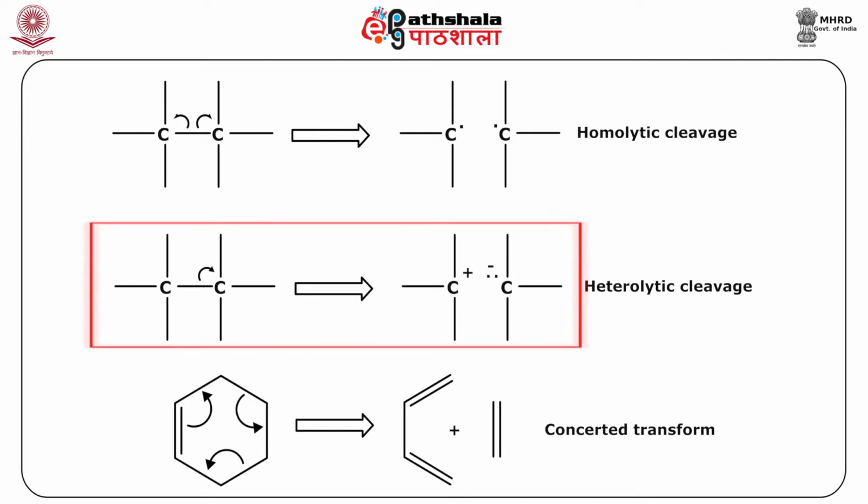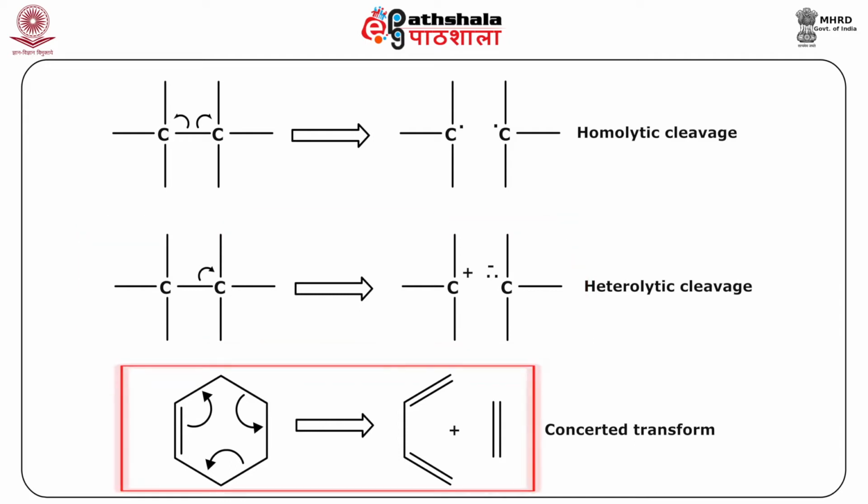Talking about the concerted transform, it is a simultaneous or concerted process, and this leads to the formation of neutral species, as you can see in this particular figure. This cyclohexene, as these electrons move, will result in these two fragments, one butadiene and another ethene. So, there is a simultaneous shift of these electrons happening and that is leading to the cleavage of these bonds.